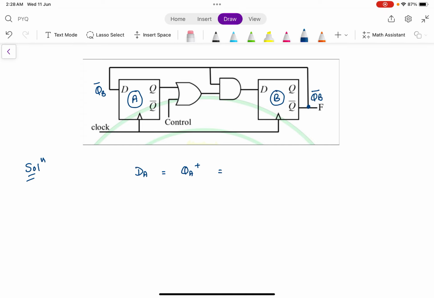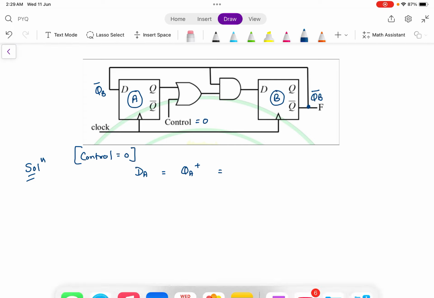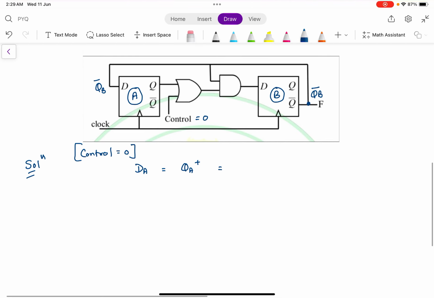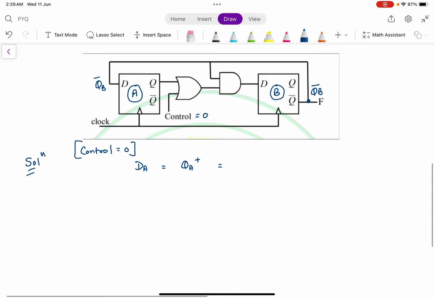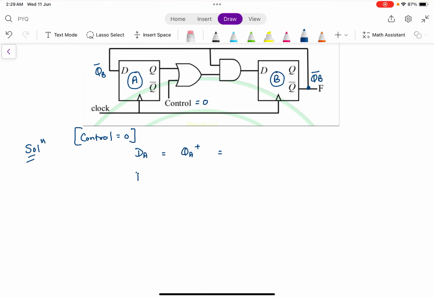Now considering first that control is 0, we will write the expressions when the control signal is 0. If this is 0, dA is equal to QA plus, and next we write dB is equal to QB plus. So first you see that dA is equal to QA plus, which is nothing but QB complement. You got your first expression.